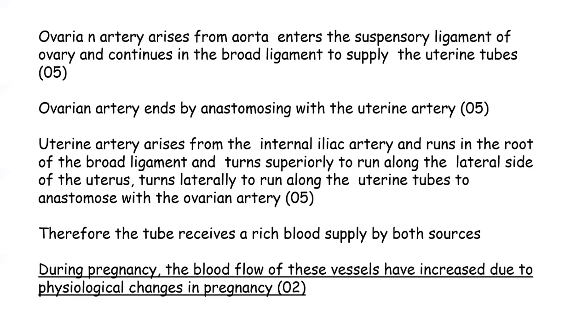Right. Then I'm going to talk about the 2 arteries a little bit. Sorry, there's a space here. It should be ovarian artery. Arises from the aorta and enters the suspensory ligament of ovary and continues in the broad ligament to supply the uterine tubes. Right? Here we need to know where this ovarian artery begins, and a rough, simple pathway, how it goes along the broad ligament. That is why we have given 5 marks there.